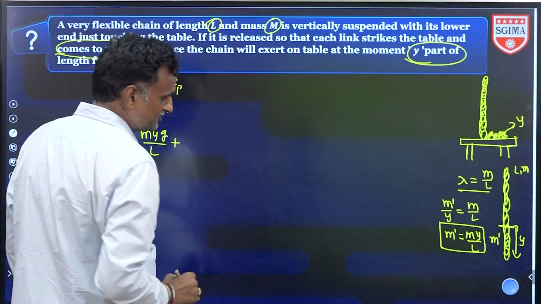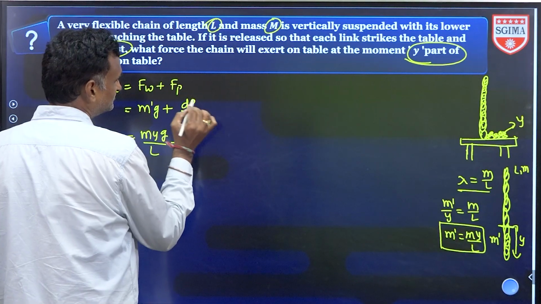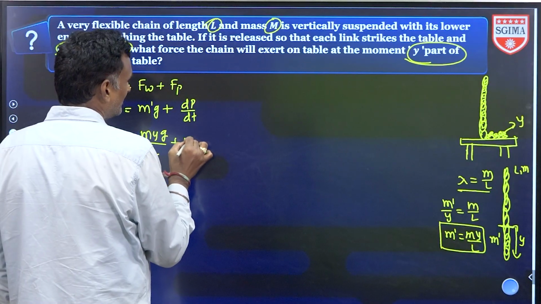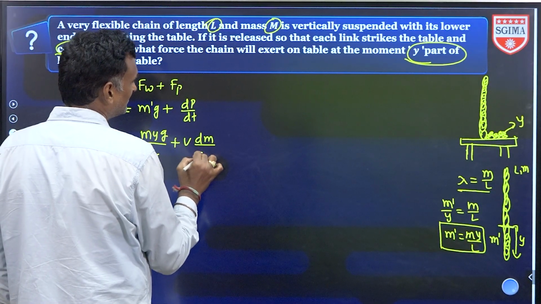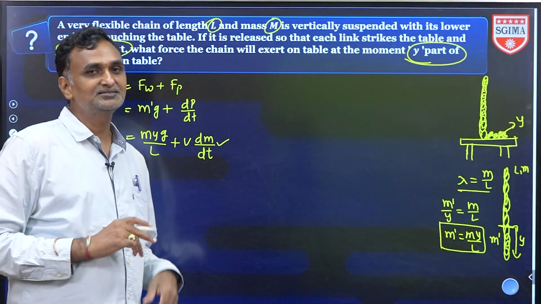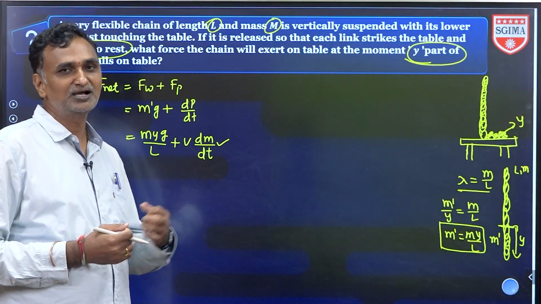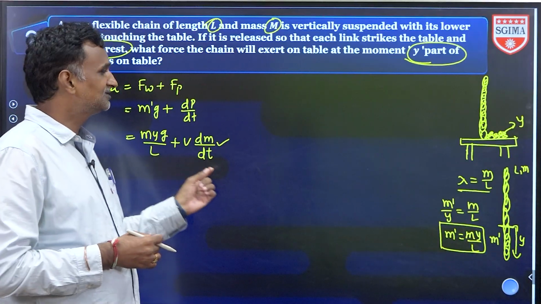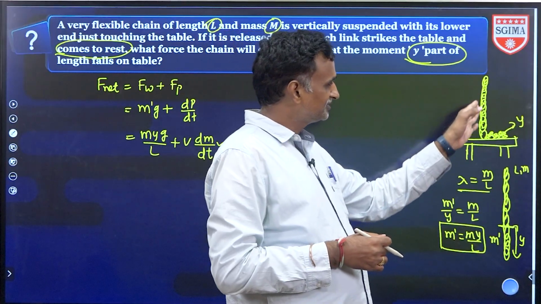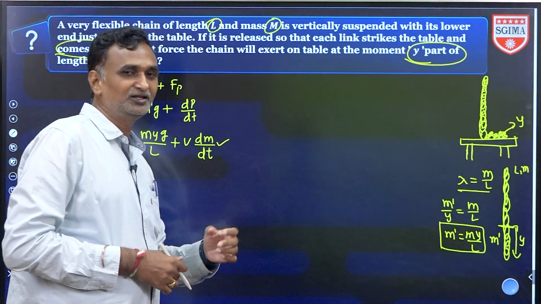And the second part, change in momentum. The second law explains dp by dt, change in momentum by time. So now I am writing velocity into dm by dt. In the last class I discussed the second law: if the mass is variable, then velocity is constant; if velocity is variable, then mass is constant, in most scenarios. Here the mass is variable: each link is constant, but mass is continuously coming and collecting on the table. So that's what we need to consider as variable mass.